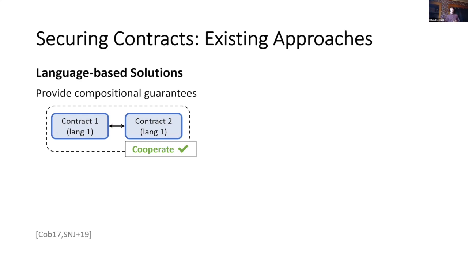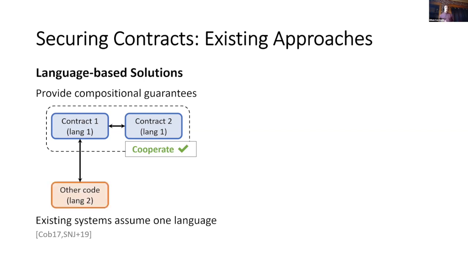Unfortunately, existing languages that support secure by construction smart contract development tend to assume everything in the system is written in that language. And so that means that if this application needs to interact with some third contract that's written in a different language that provides different guarantees, or needs to interact with some legacy code that might not provide any meaningful guarantees at all, not only is that third contract potentially vulnerable, but its vulnerabilities can break the security of the entire system just simply by interacting in unexpected ways.